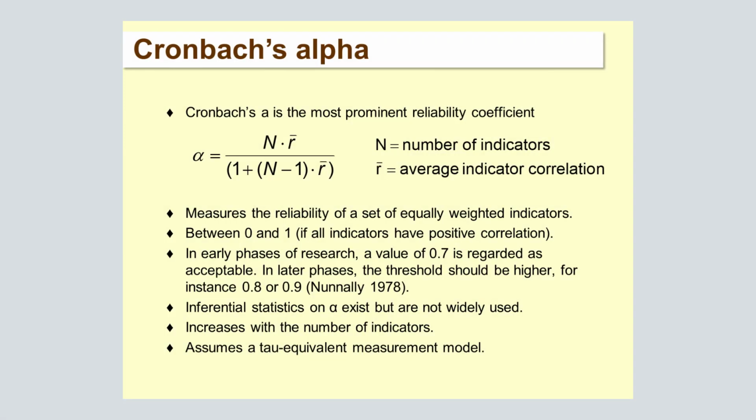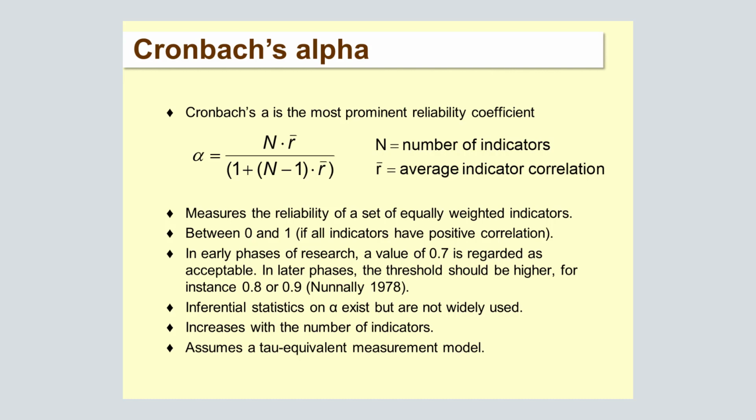The first reliability index is Cronbach's alpha. Arguably, Cronbach's alpha is the most prominent reliability coefficient and also most widely used. It can be determined using the equation shown here. It measures the reliability of a set of equally weighted indicators, so-called sum scores. Typically, it lies between 0 and 1 if all indicators have positive correlation, so one can construct situations in which alpha is negative. In real research situations, you will obtain negative alpha if you forgot to recode a reverse-coded item.